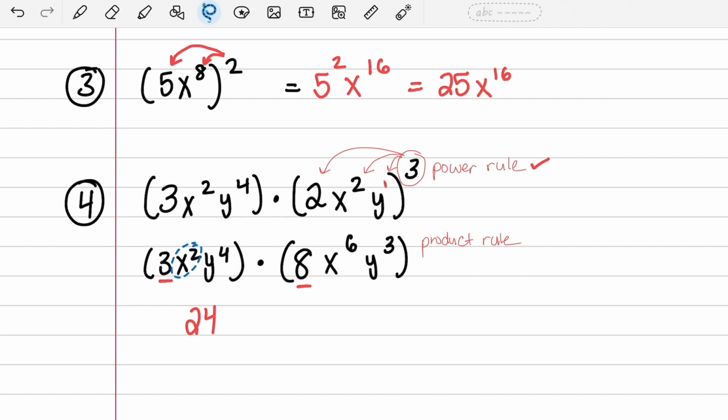x squared and this x to the 6, we're going to add the 2 and the 6 to get x to the power of 8. y to the power of 4 and y to the power of 3, add them to get y to the power of 7. We did our power rule, we did our product rule, and now we have our final answer.